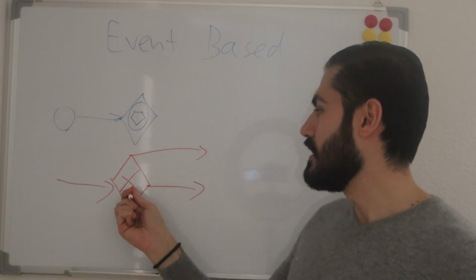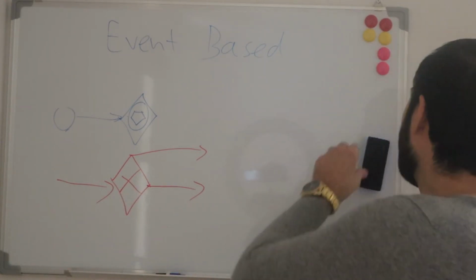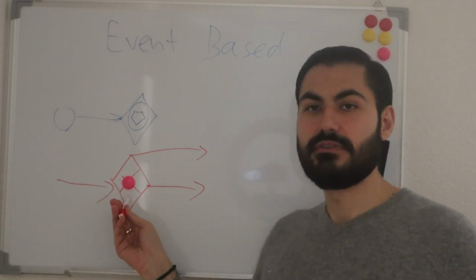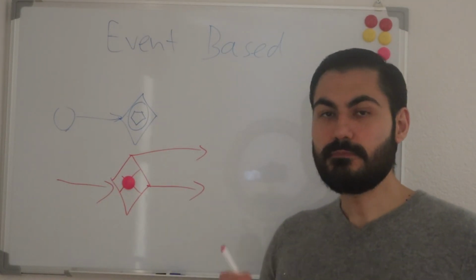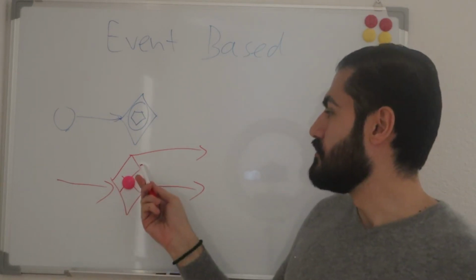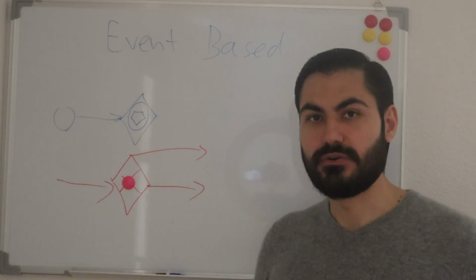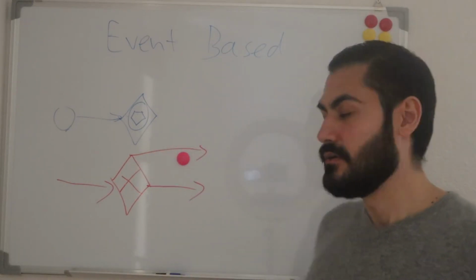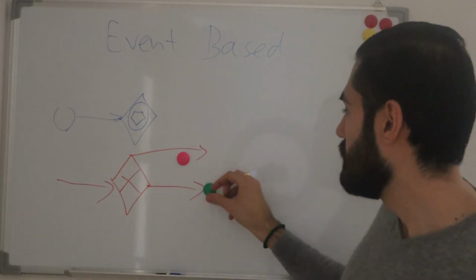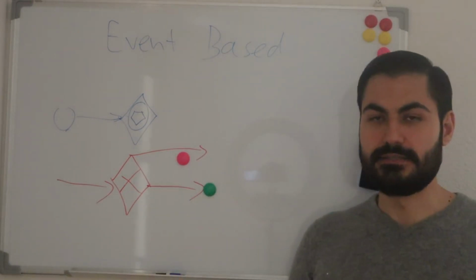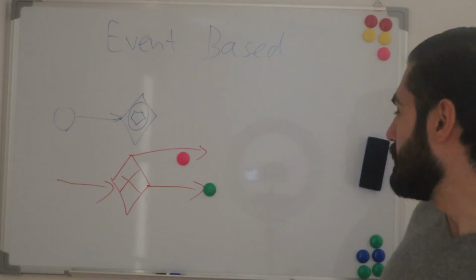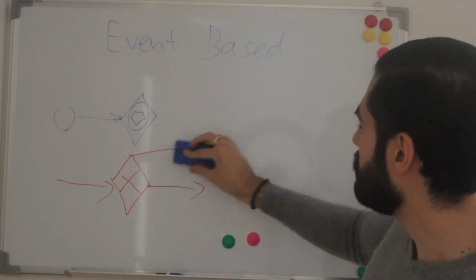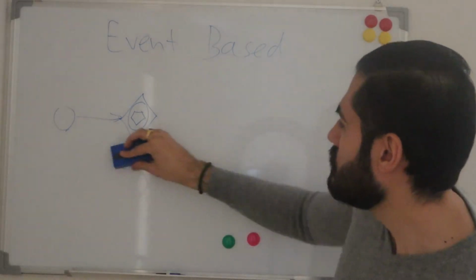So as soon as you arrive here in the either-or gateway, instantly the process has to make a decision where to go. Do we go up here, or do we go down here? Instantly. And this is actually the big difference to the event-based gateway. So let me erase this one quickly.